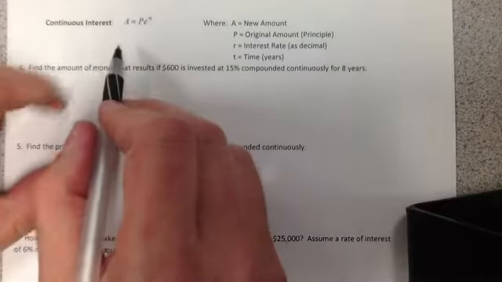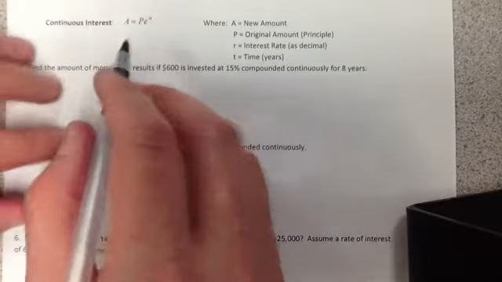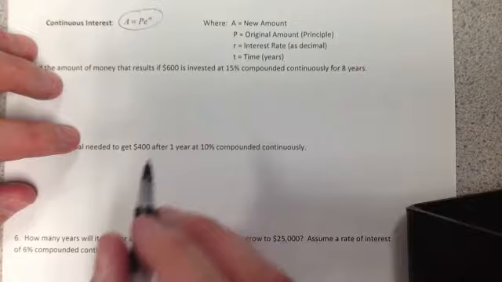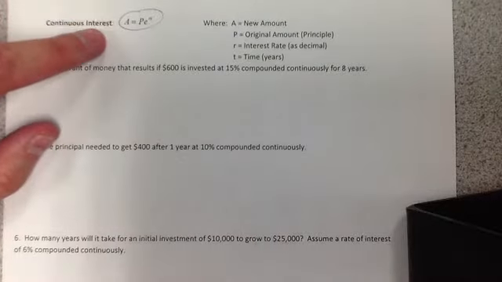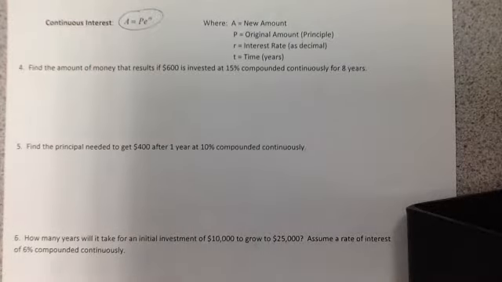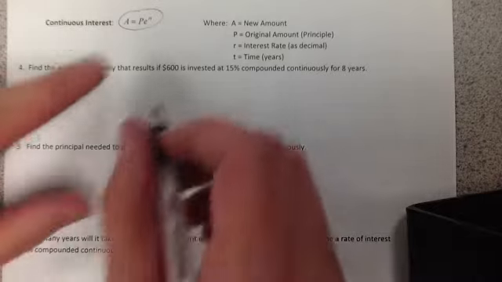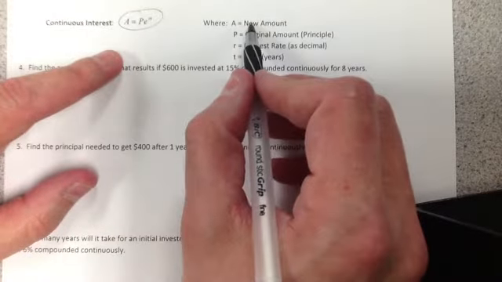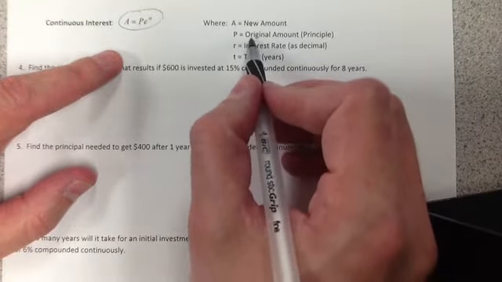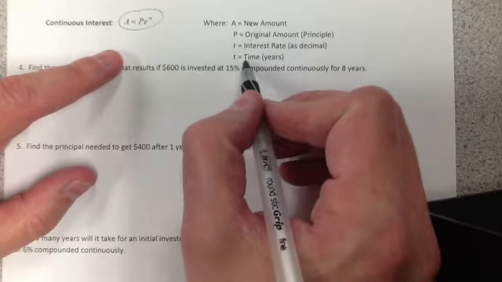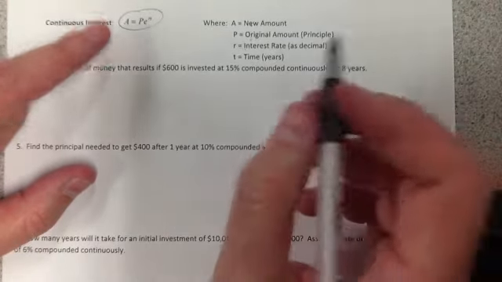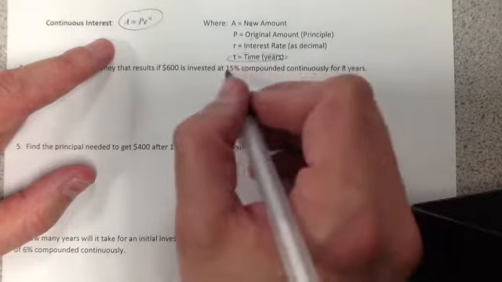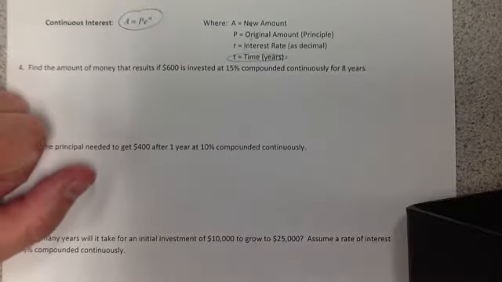Part 2, we're going to look at continuous interest. Now this formula should look familiar to you. It's from yesterday. It's our Pert equation. Continuous means we're going to compound continuously. And the formula is basically the same. A is your new amount, P is your original amount, R is interest rate, and T again can be time, although for this one, technically it could be any unit.